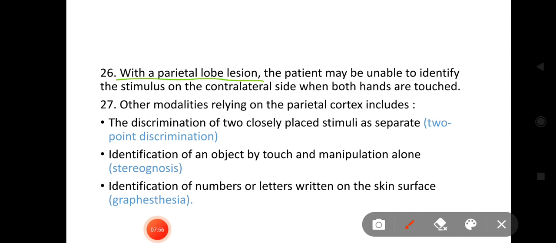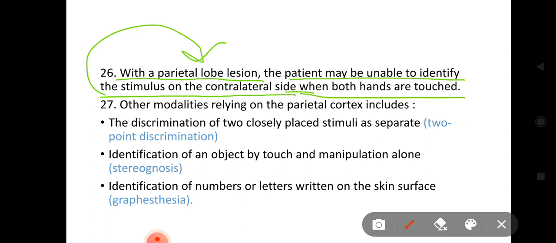So with a parietal lobe lesion, the patient may be unable to identify the stimulus on the contralateral side when both hands are touched. So if in a question they frame a case scenario that the patient is unable to identify the stimulus on the contralateral side when both hands are touched, a lesion of the parietal lobe is suspected.